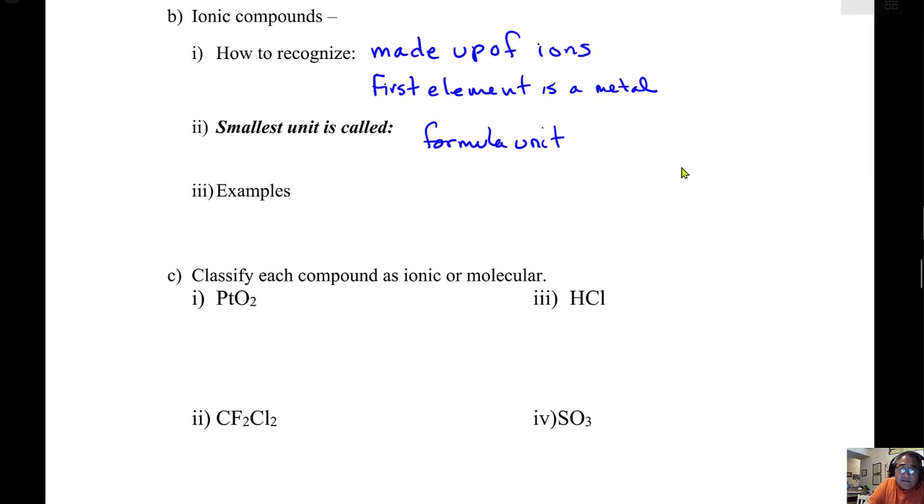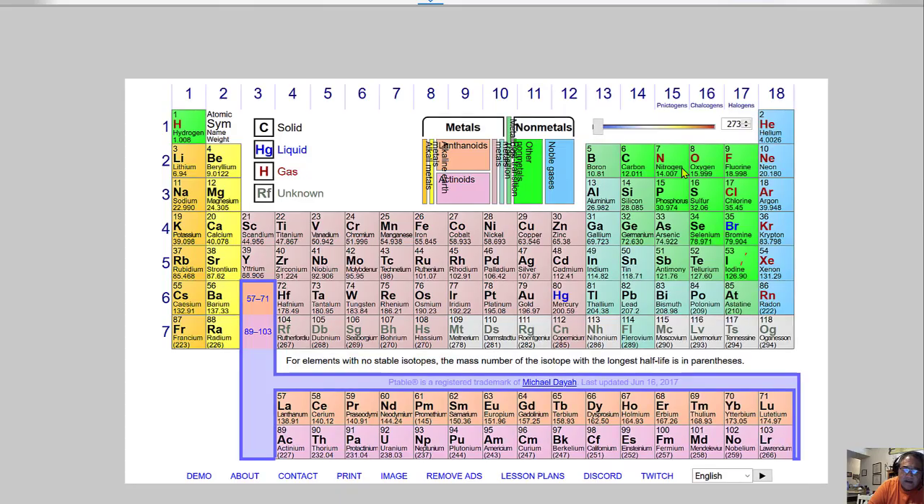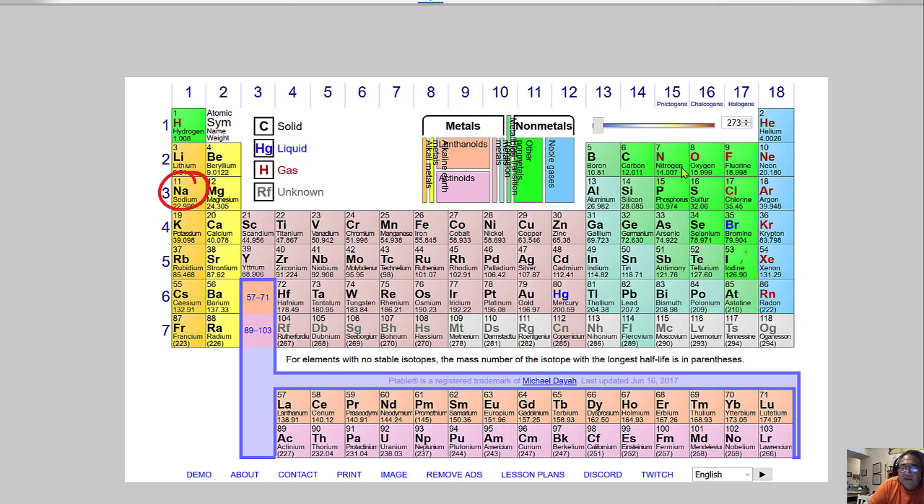Now, some examples. Sodium chloride, NaCl. That's probably familiar to you because it's table salt. But how do I know that's an ionic compound? When I put my thumb over that second element, you have to ask yourself, is that a metal or a non-metal? You go back to the periodic table and find sodium. Is that in the group where the metals are? Remember, everything on the left side of the periodic table is a metal, so sodium is a metal.